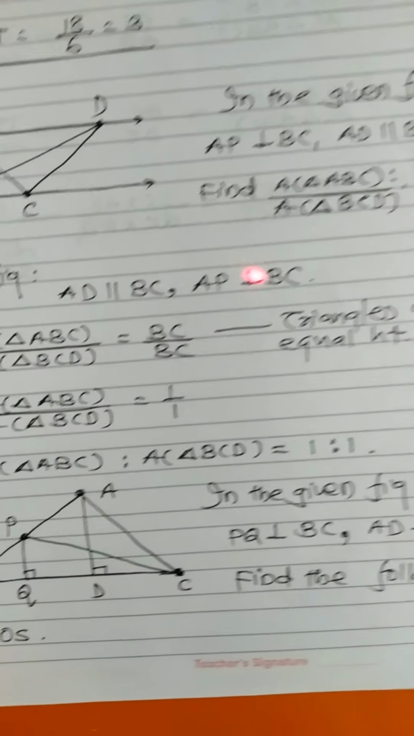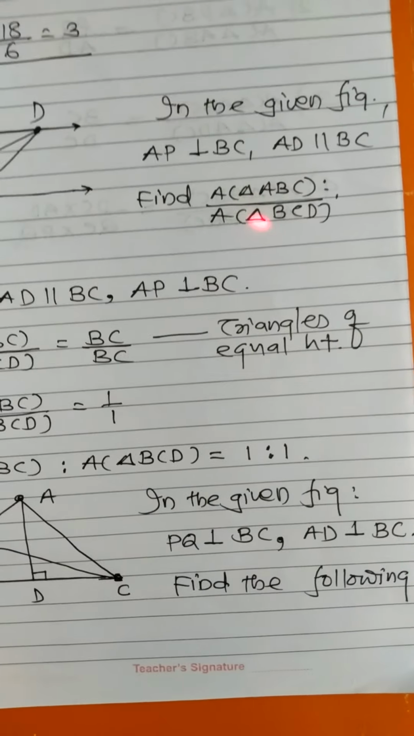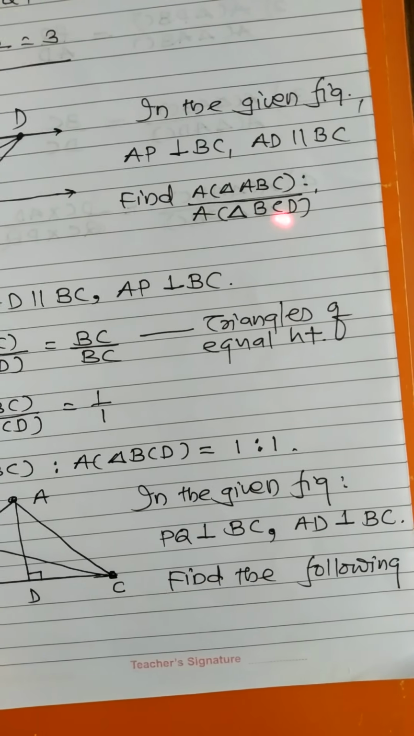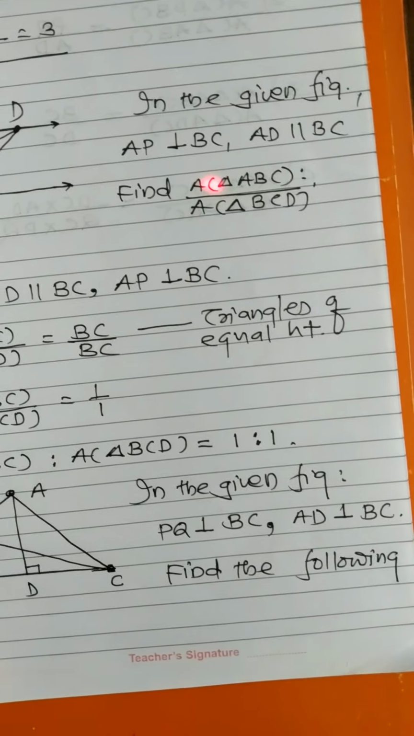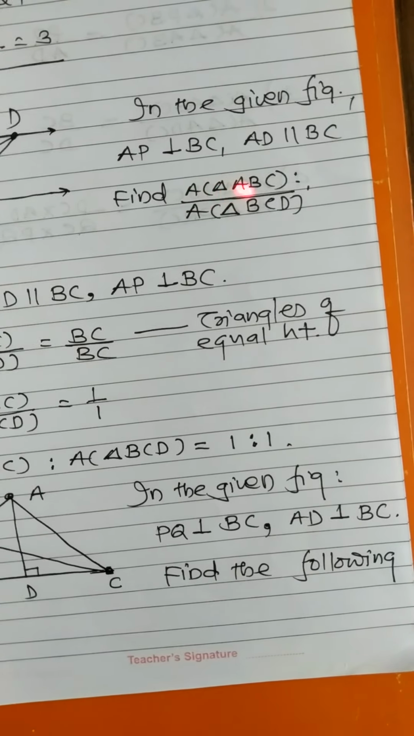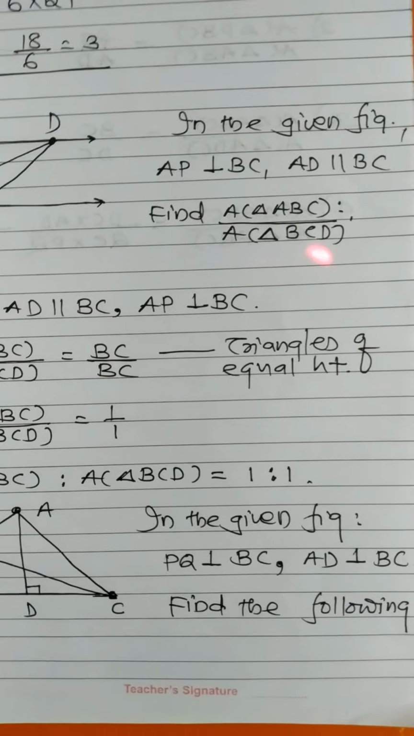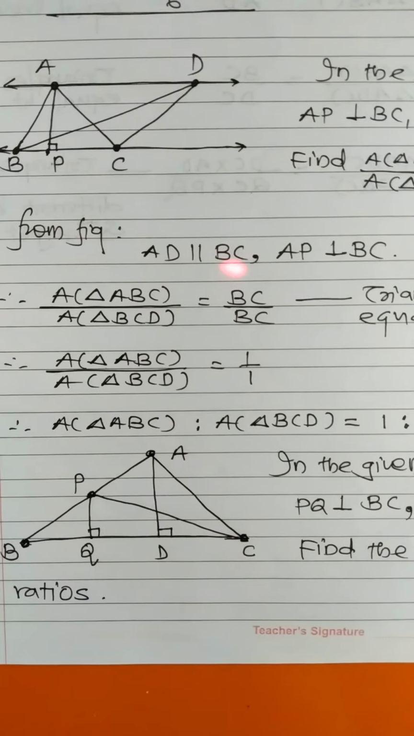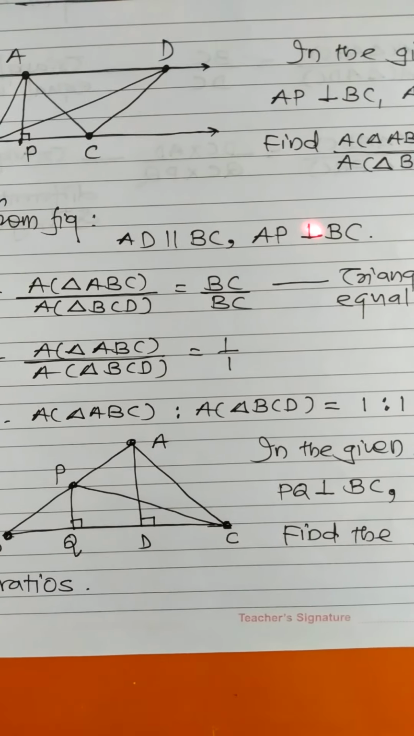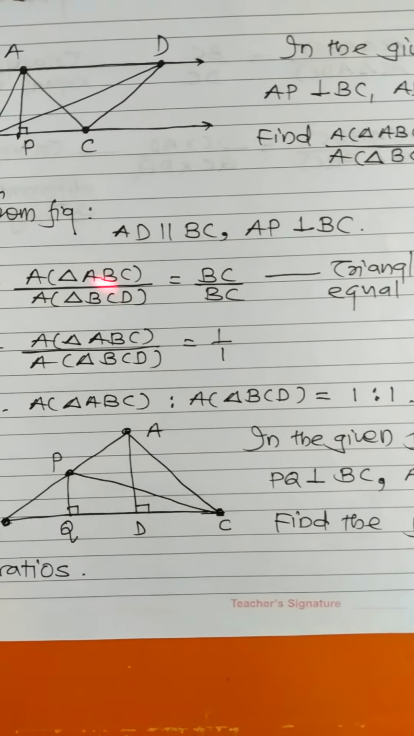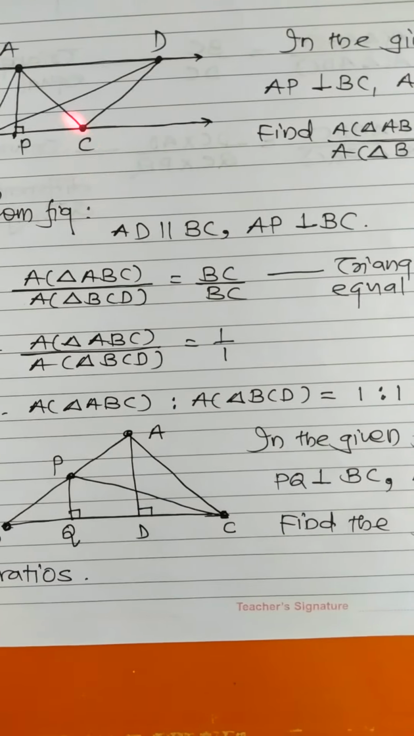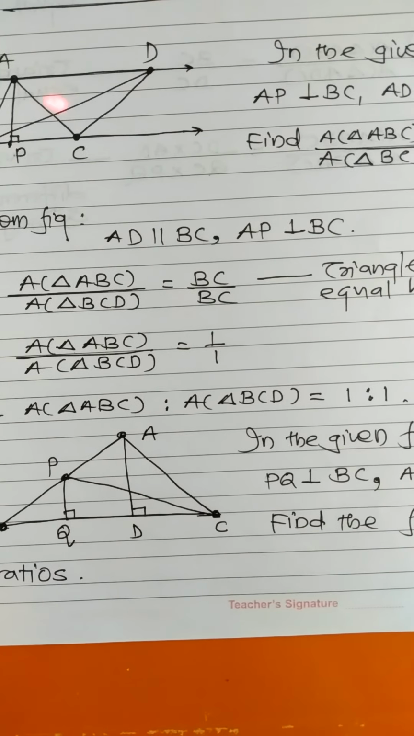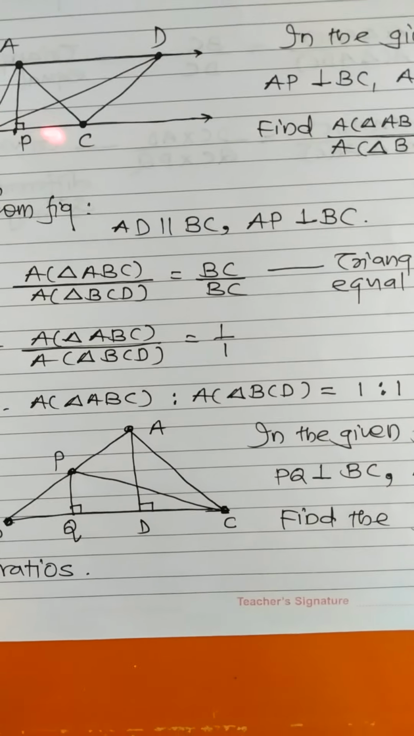base. So therefore we have to find the ratio, area of triangle ABC upon area of triangle BCD, or the ratio of area of triangle ABC to area of triangle BCD. For that, once again, the figure is not required. AD is parallel to BC and AP is perpendicular to BC. That ratio we can write directly, with the base common and the height also common.